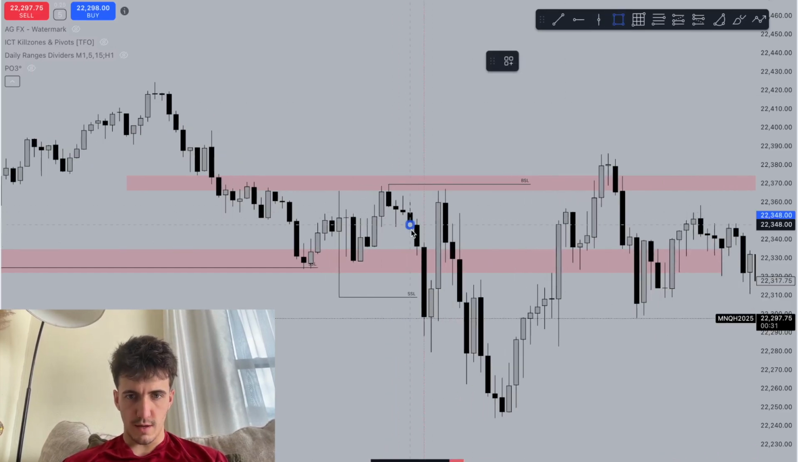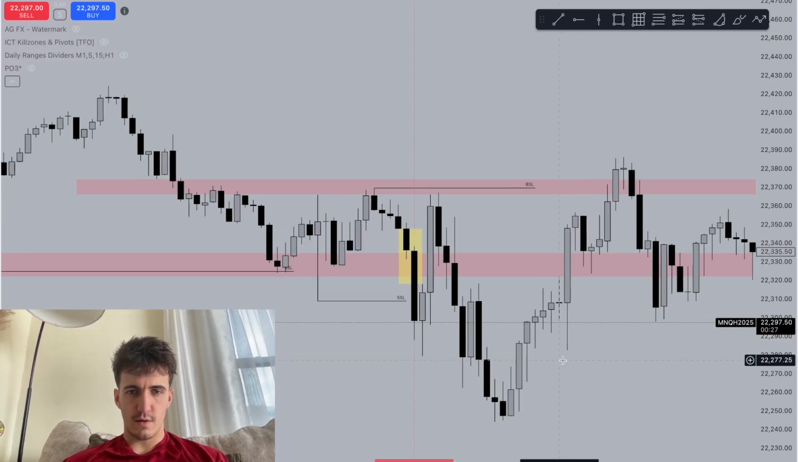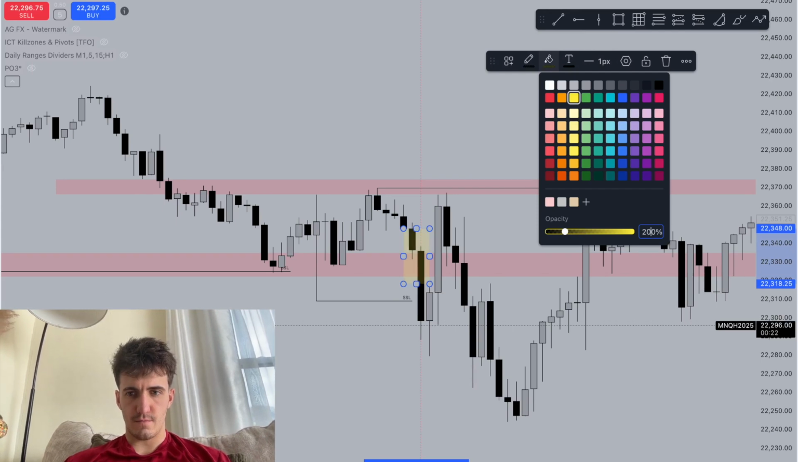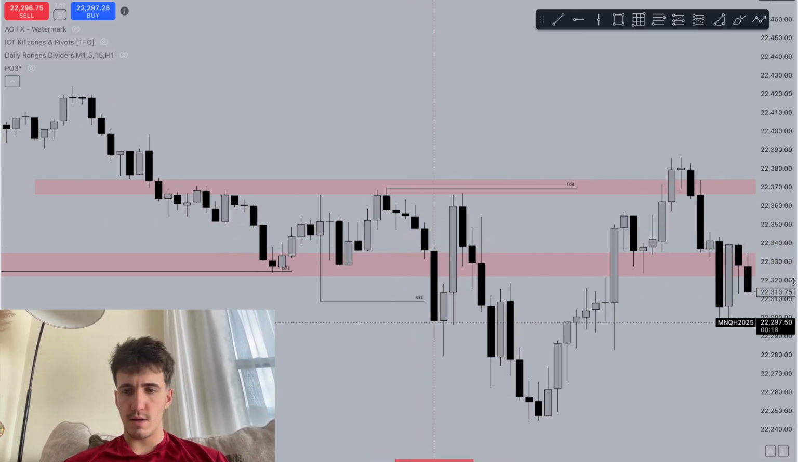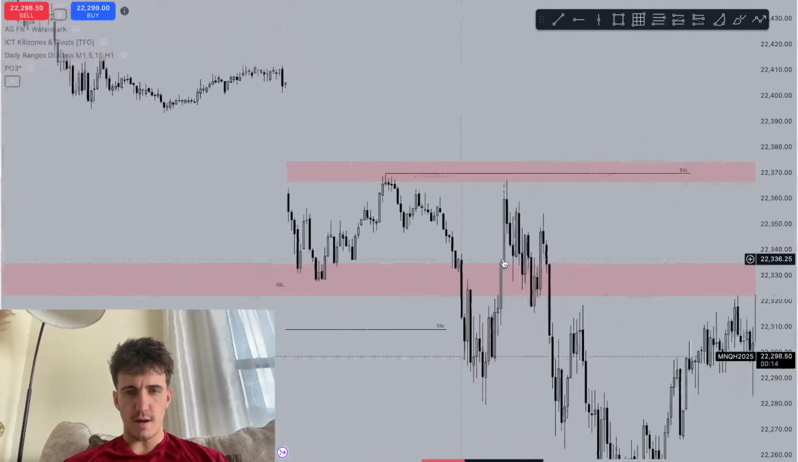We come through and we inverse both these 5-minute imbalances right here. Right? I need to change it to bright. We inverse both these imbalances. That looks terrible. We inverse both these imbalances right there. So I zoom in a little bit. I'm like, okay, I do think we'll go for those.